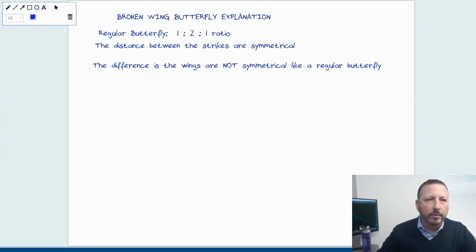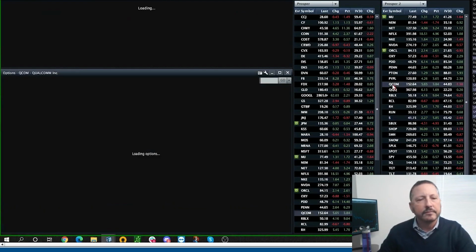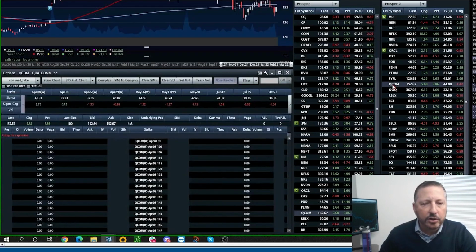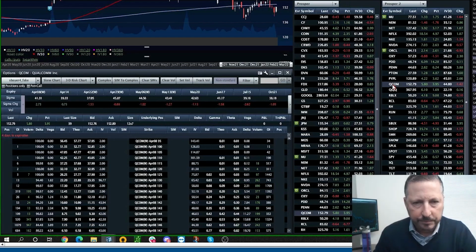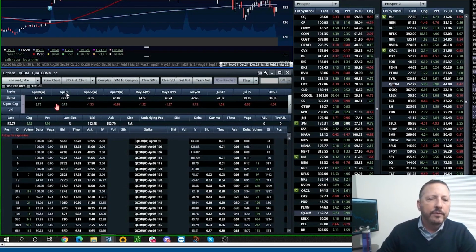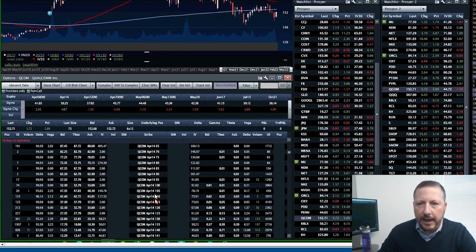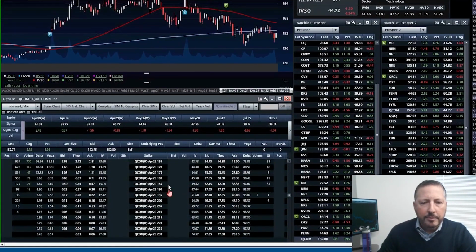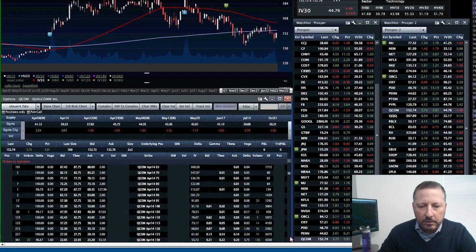So let's take a look here, and let's take a look at QCOM. Now remember, we're going to assume that we are bearish. So if we look at, again, the April 14th expiration, QCOM is trading right at 152.5 right now.